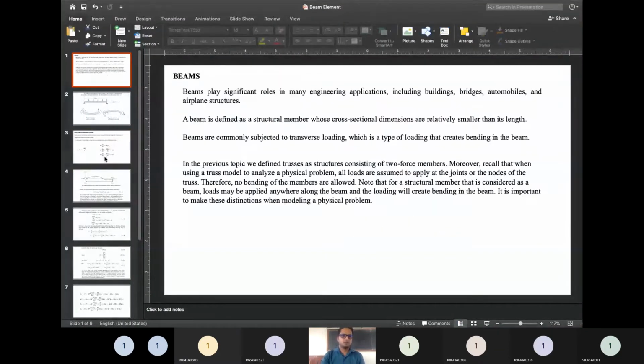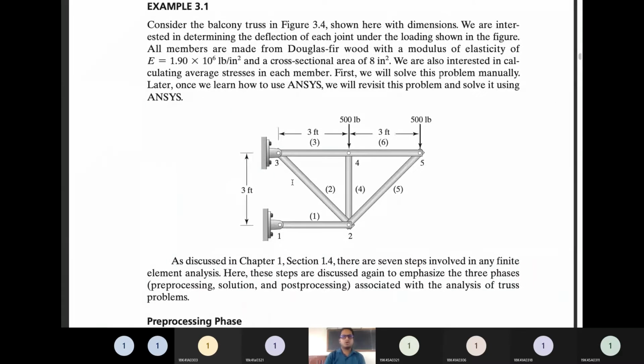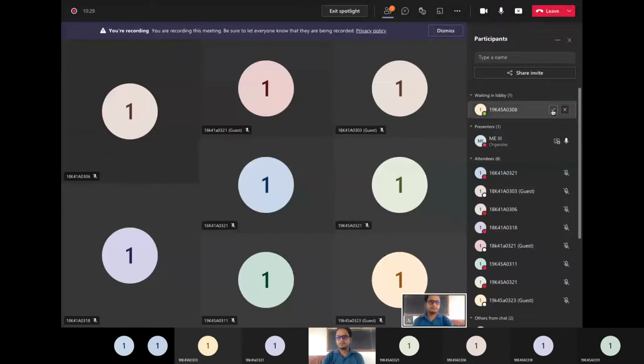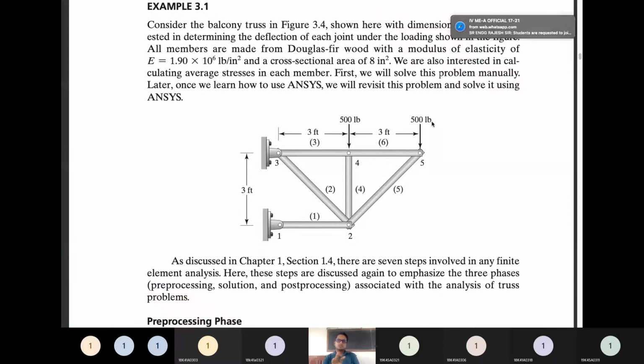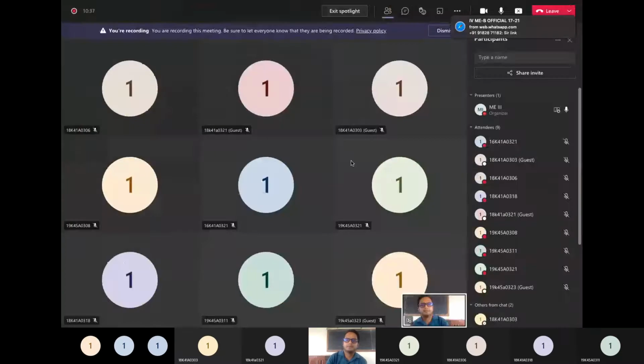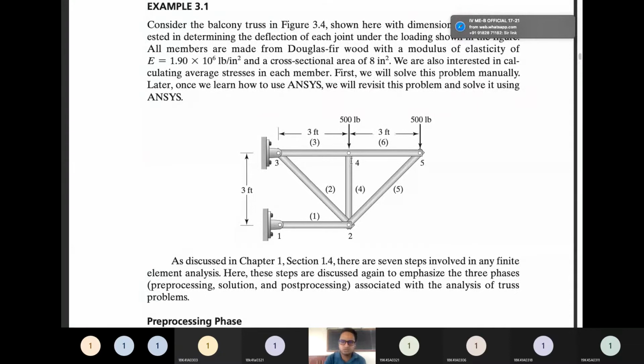Yeah, this is the beam element. Before this, I would like to give you the idea of how to solve this balcony truss problem. Okay. So this figure you have seen yesterday, whether my screen is visible to all of you? Yes, sir. Okay. So now let's focus on the numerical.